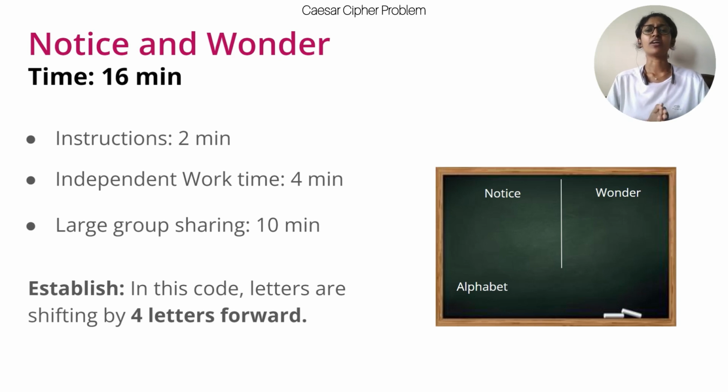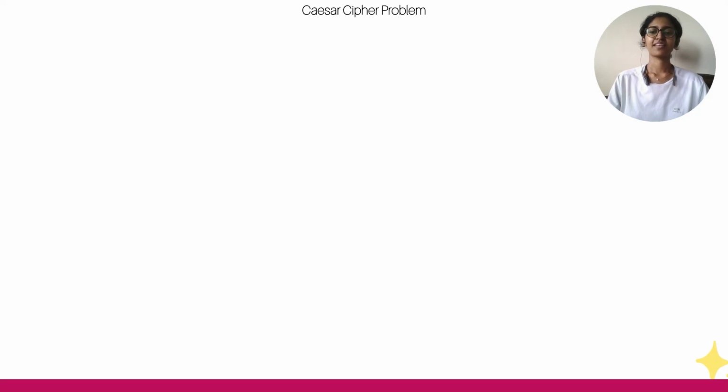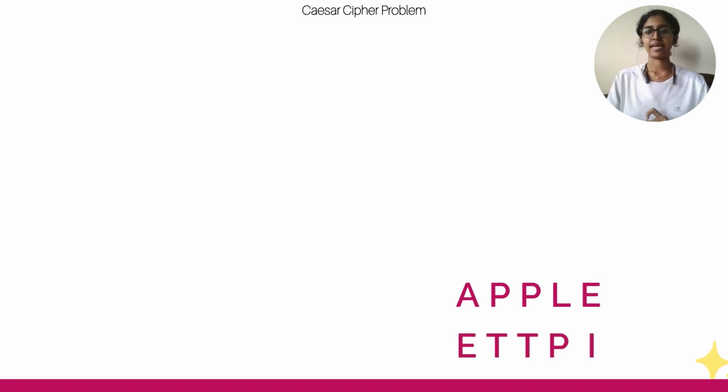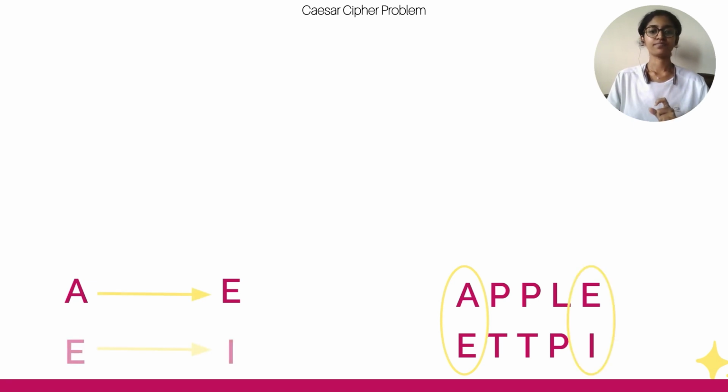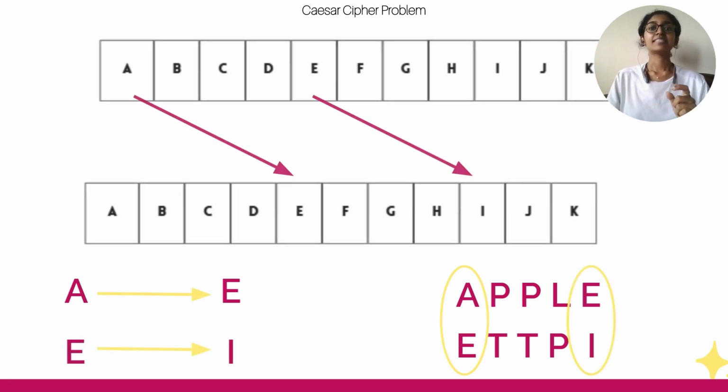Now we will see what is the +4 shift that we have used here. So let's take the example of the image apple which was there. Apple is coded as ETTPI. That means the letter A was replaced by E and letter E was replaced by I. That means it's a shift of +4. After A, letter E is the fourth letter, and after E, letter I is the fourth letter.